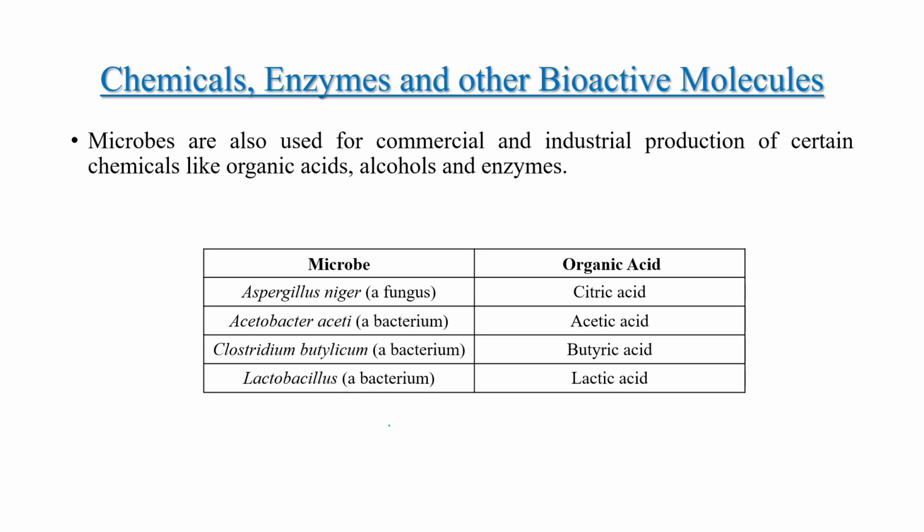Now, chemicals, enzymes, and other bioactive molecules are very frequently isolated from various bacterial and fungal strains. Here are some bacterial and fungal strain names. Aspergillus niger: citric acid is isolated from it. Acetobacter aceti is the bacterium responsible for the production of acetic acid. Clostridium butylicum is again a bacterium from which butyric acid has been isolated. Lactobacillus is again a type of bacteria from which lactic acid has been isolated.